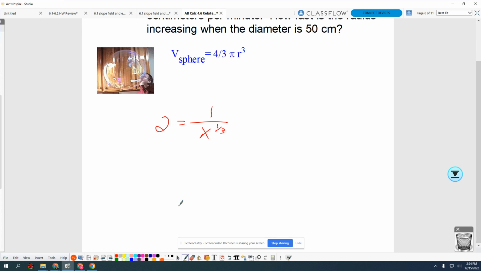Easiest way, cross multiply. Cross multiply 2 to the x, 2x to the 1/3 equals 1. Now I've got that dreaded 1/3. How do I get the power of 1/3 gone? Cube it. So I get x equals 1/8 for that specific problem.